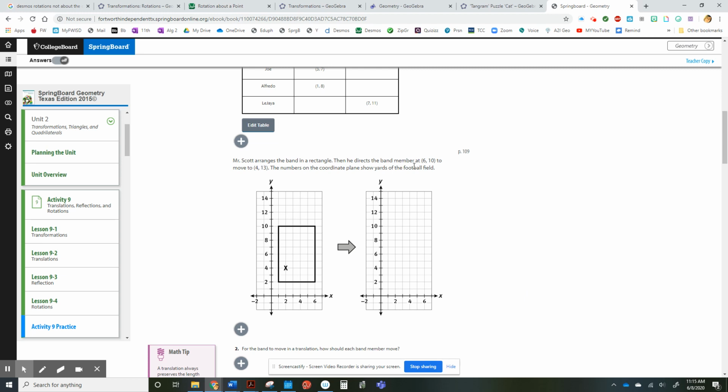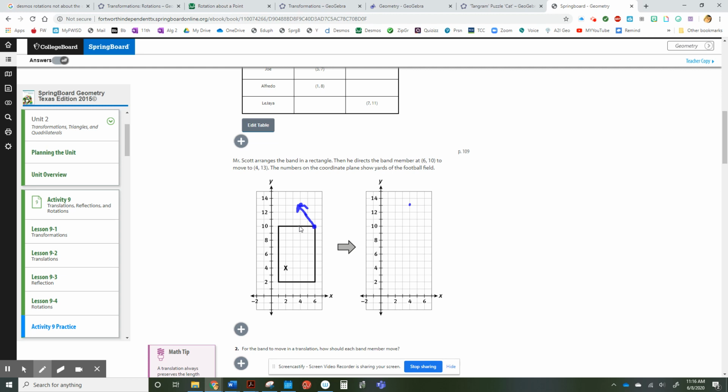Here they tell you where it starts. It starts at (6, 10). This one right here starts at (6, 10). And it says that it's going to go to (4, 13). So go to (4, 13). Or I guess I should have done it over here. It's going to go to (4, 13). So the directed line segment would be that one right there.